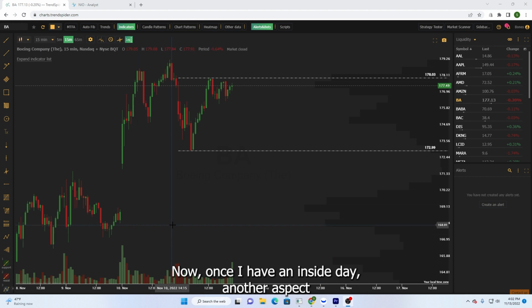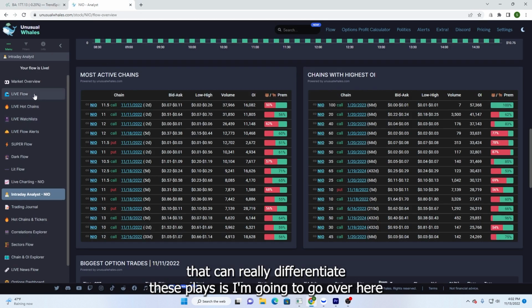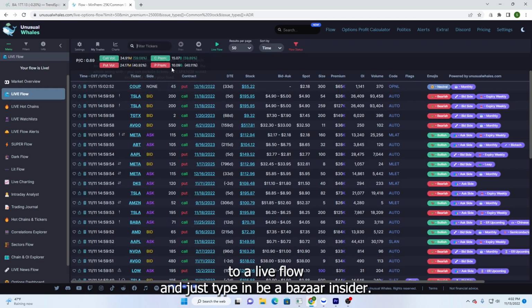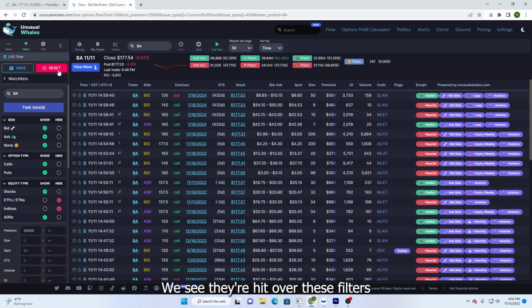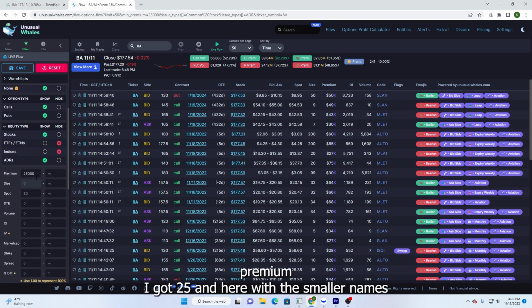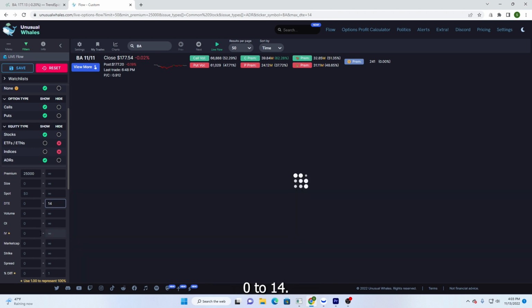Now, once I have an inside day, another aspect that can really differentiate these plays is I'm gonna go over here to live flow and just type in BA. BA is that inside day we see there. I'm gonna hit over these filters: bid, ask, none, calls, puts. I want both sides. Premium, I got 25K in here. With the smaller names, you're probably gonna have to change that premium lower, just because it takes a lot more contracts to even get that. For DTE, I like that 0 to 14.